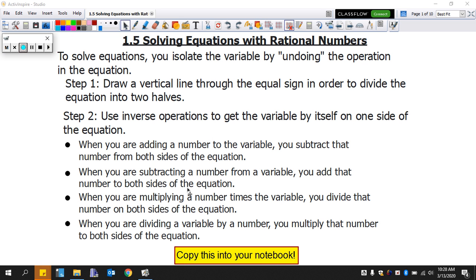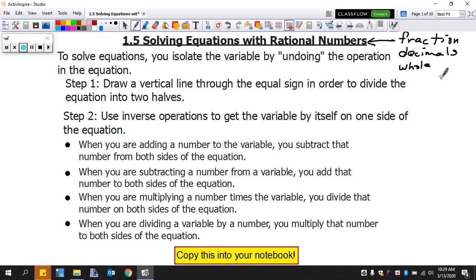In this lesson, we're going to learn how to solve equations with rational numbers. Remember that a rational number is any number that can be written as a fraction. That would include fractions. It would include decimals, as long as the decimals end or repeat, as long as they don't just keep on going. And then also, obviously, it includes whole numbers, both positive and negative.